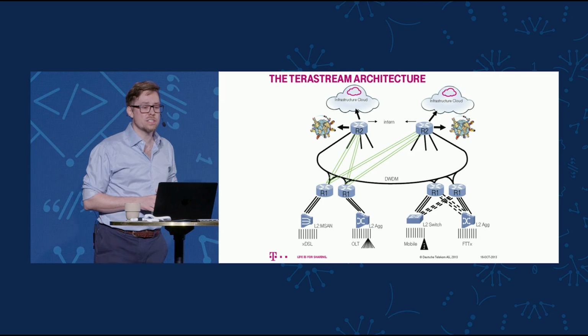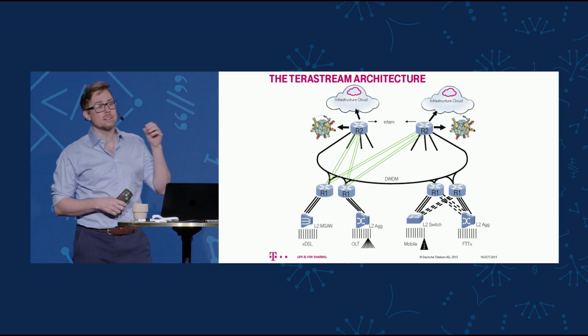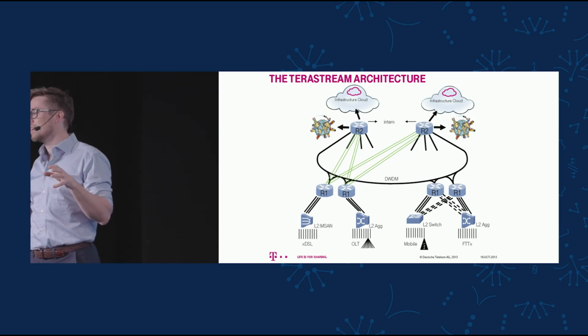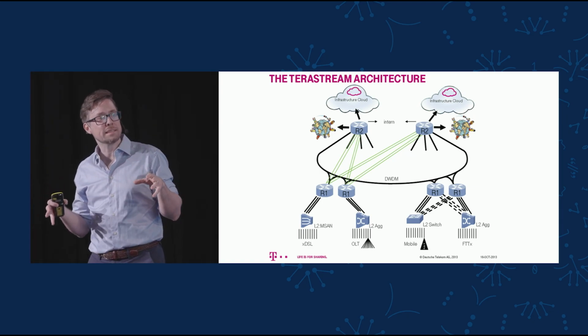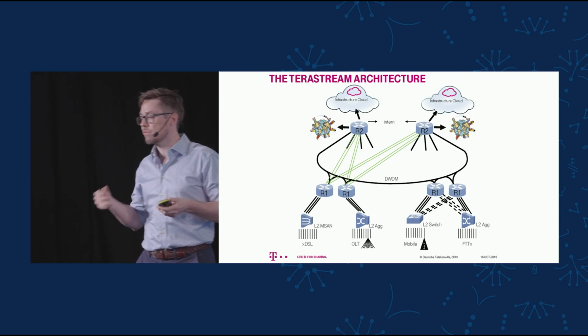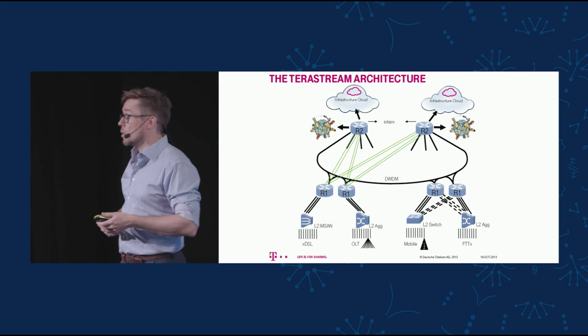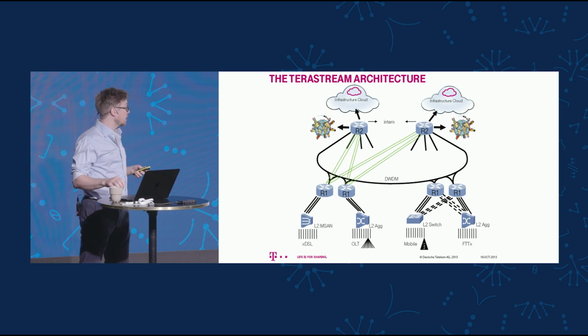TerraStream was a project, a Deutsche Telekom project, to rethink the fixed and IP optical network. TerraStream was a design for a new network that radically simplified a lot of things. Fewer routers, fewer protocols, fewer everything, simpler. But we're not really going to talk much about that network today.